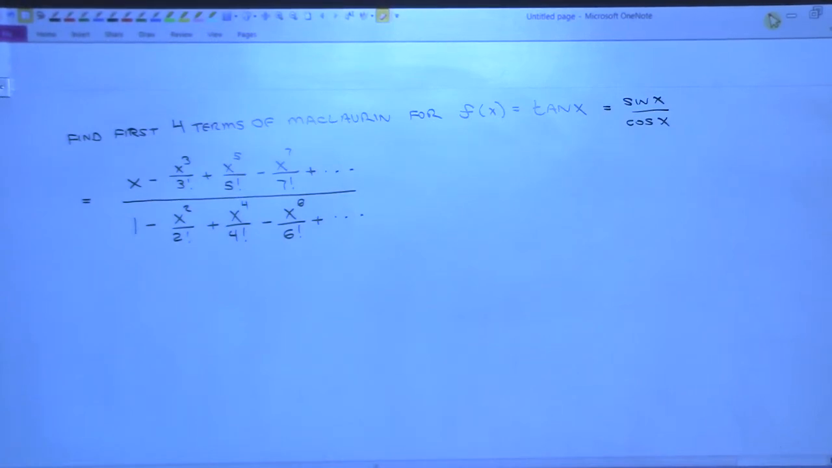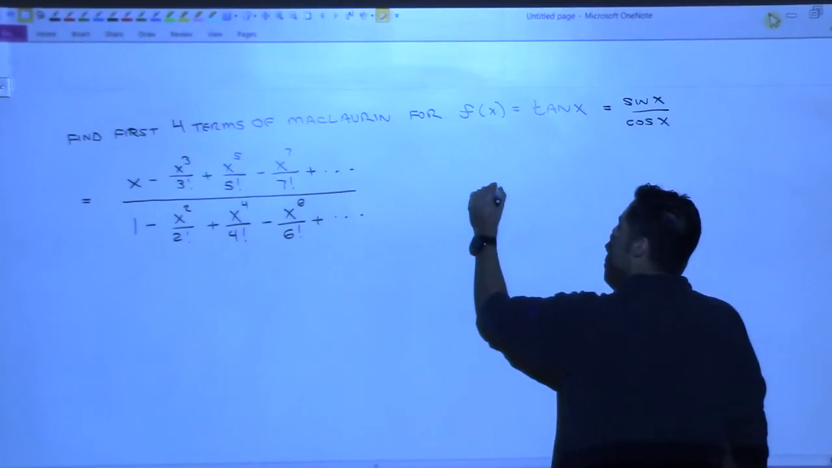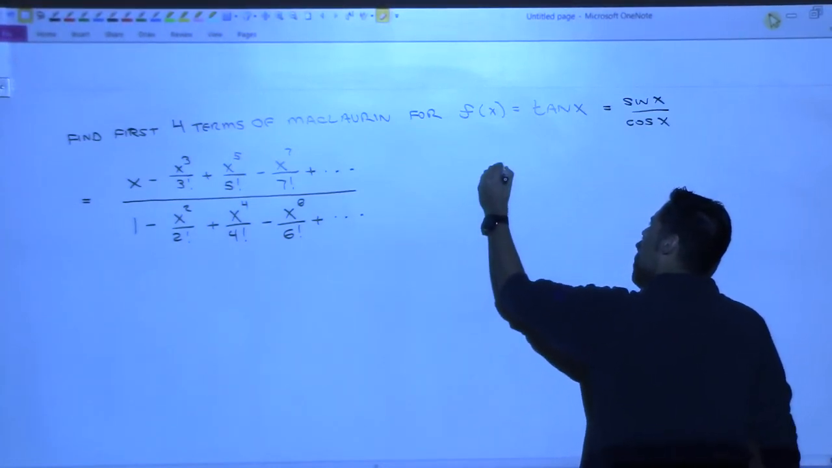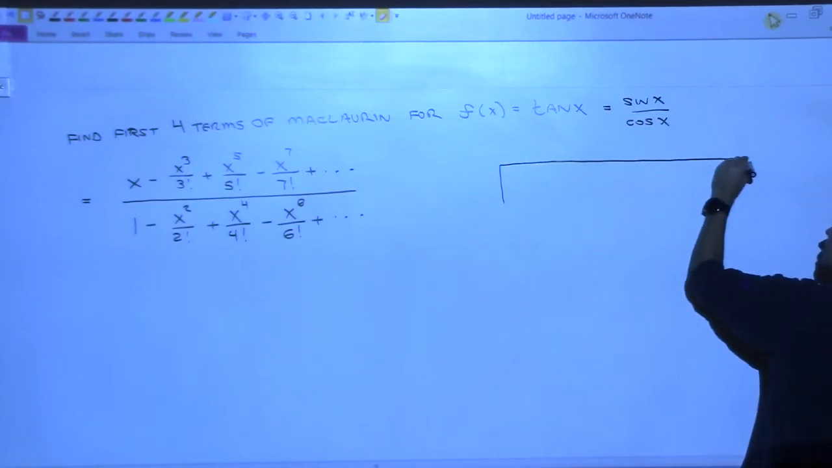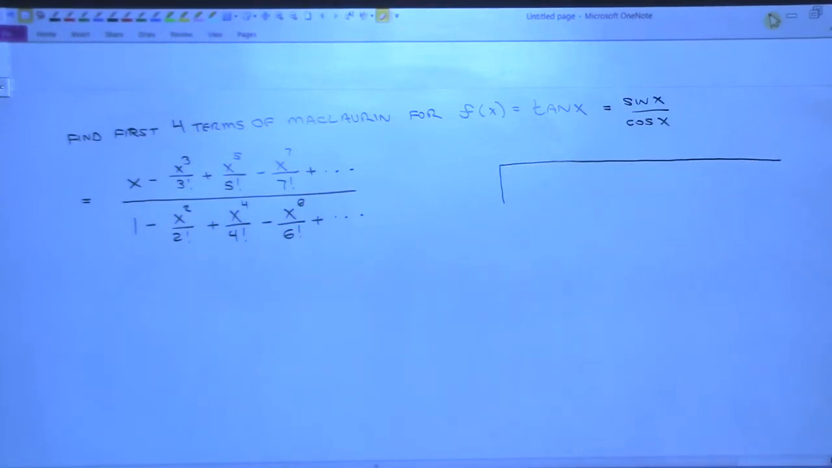Well, how do you think you divide them? Long division. Long division is how you divide them. So we've got to do long division. So here's how this is going to work. I'm going to put a long division box over here. What goes on the inside of the box?